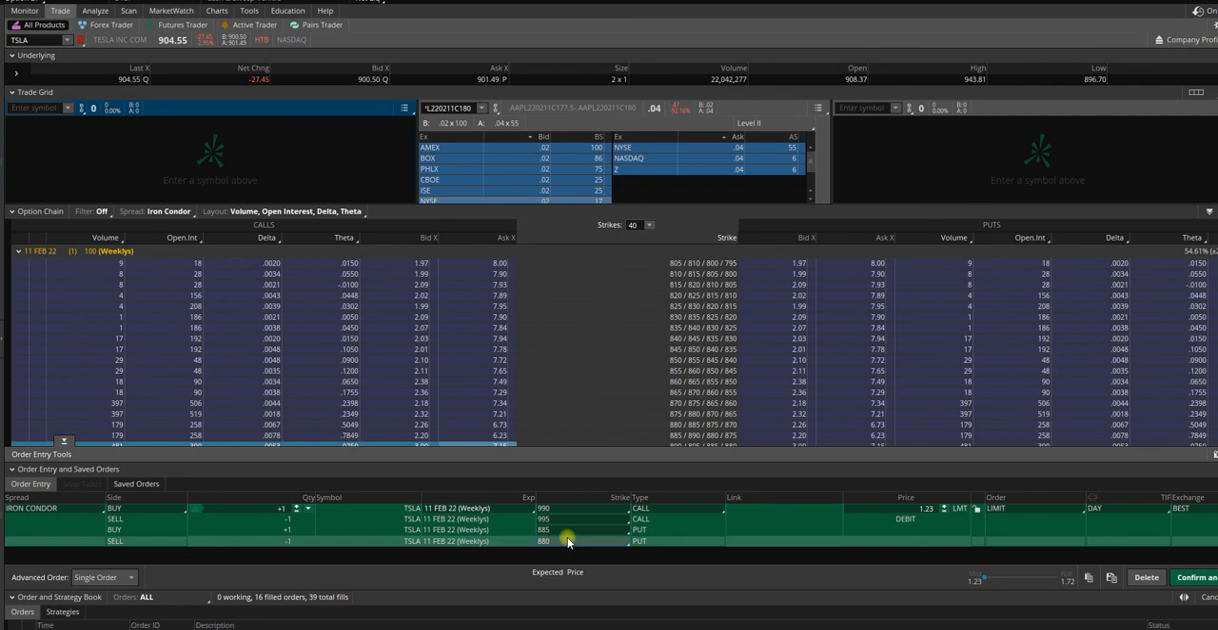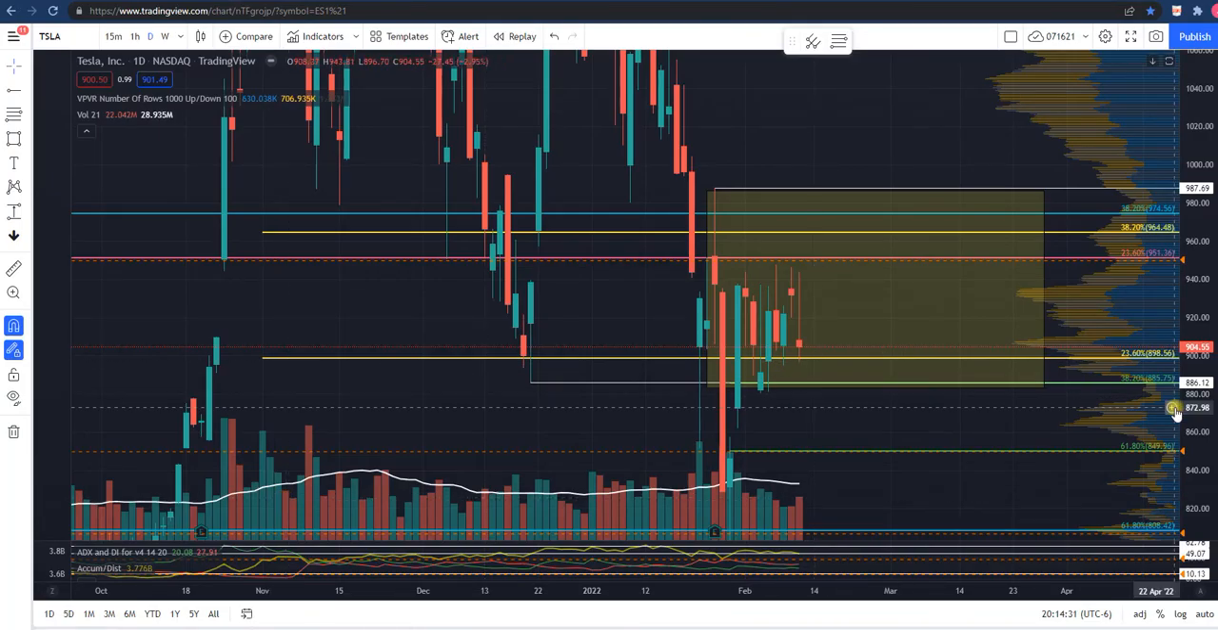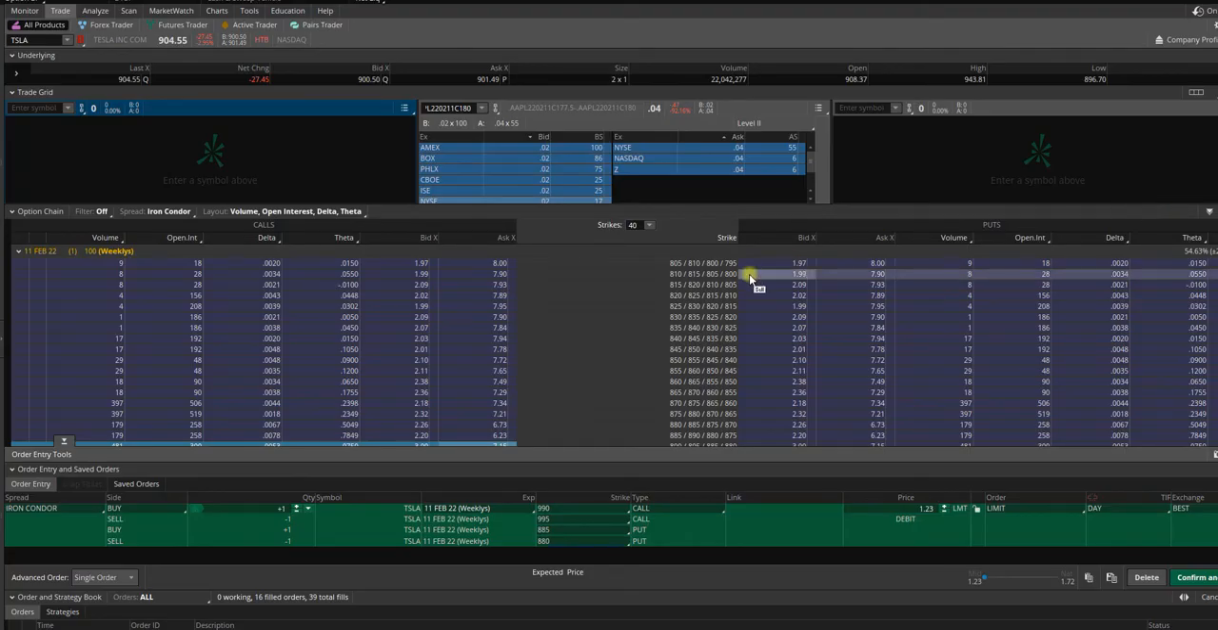And you can make those wings different sizes. For example, I could do an 885, 875, and then make it 10 wide up top too. And what that'll do is it'll increase the cost of the position a little bit, but it gives you a little bit more leeway. So anyway, we come into this iron condor that we've set up, this 885 to 895, and we're going to go ahead and hit sell.